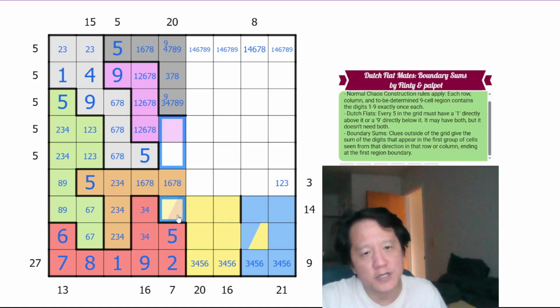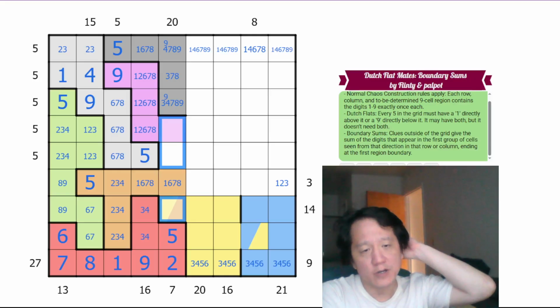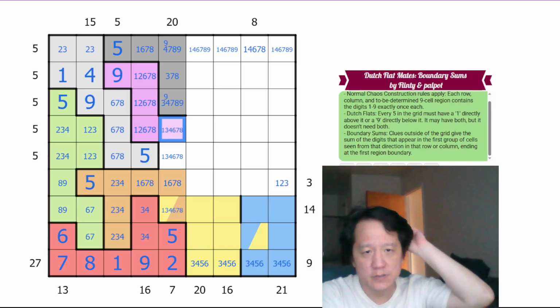So these digits cannot contain 2, 5, or 9. So 1, 3, 4, 6, 7, 8 are possibilities.